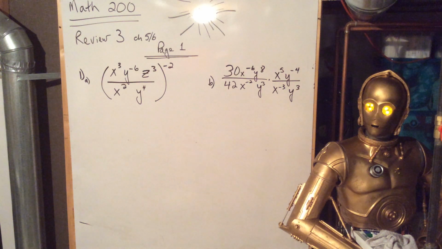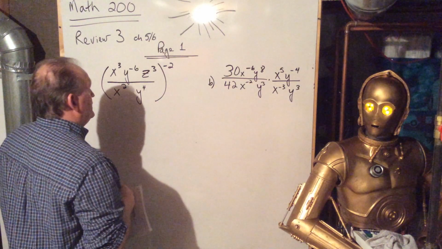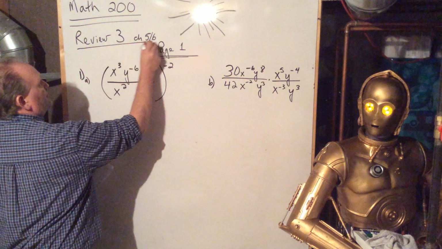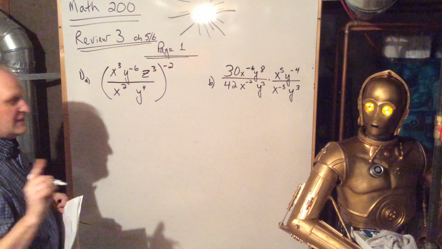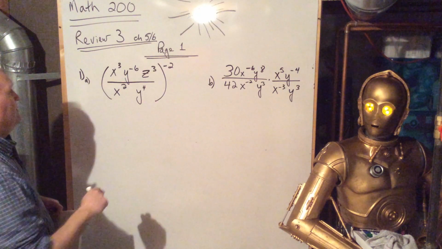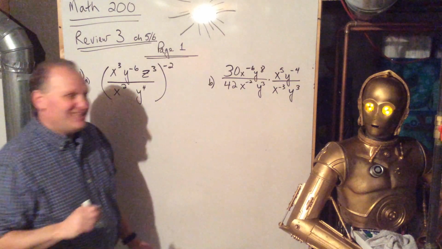Okay, so this is Math 200, Intermediate Algebra. We're looking at Review 3, that's for Chapter 5, 6. And this video is going to be page 1. So we have number 1 that's dealing with exponents, positive and negative exponents.